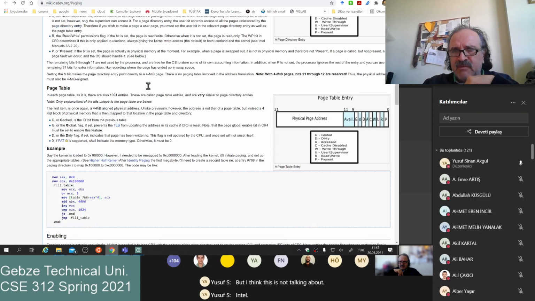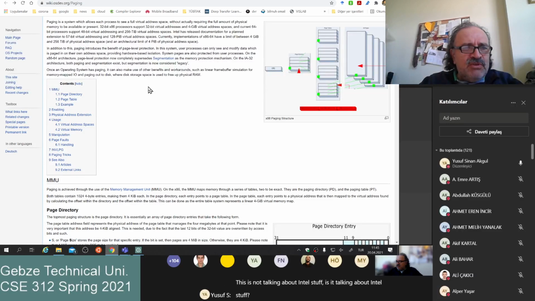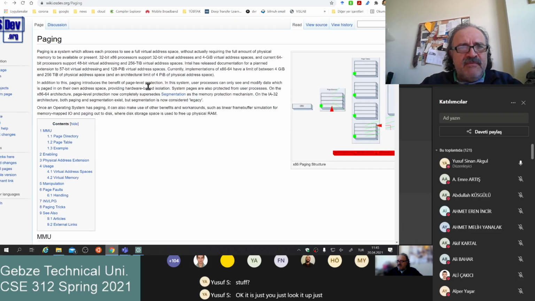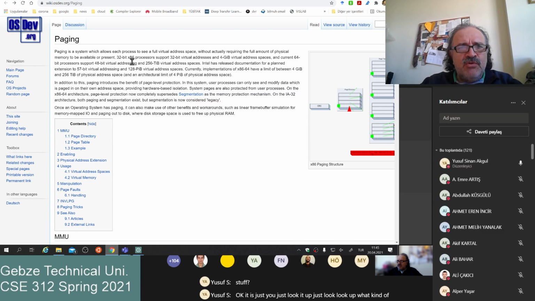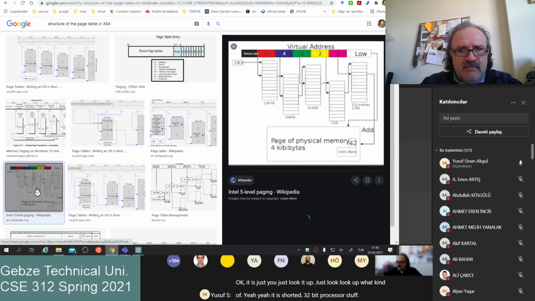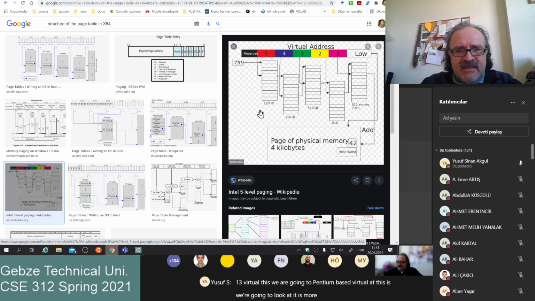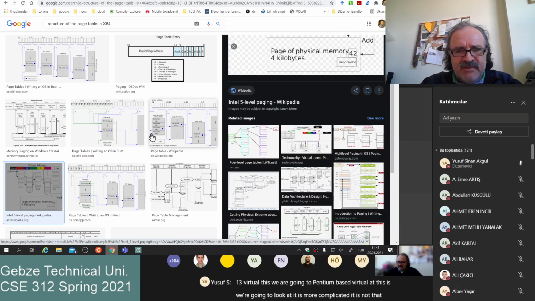This is not talking about Intel stuff. Is it talking about Intel stuff? Okay, it is. You just look it up. It is 32-bit processor stuff. And this is the Pentium virtual address. Pentium based virtual addresses, we are going to look at it. It's more complicated. It is not that difficult, but it includes some other stuff.